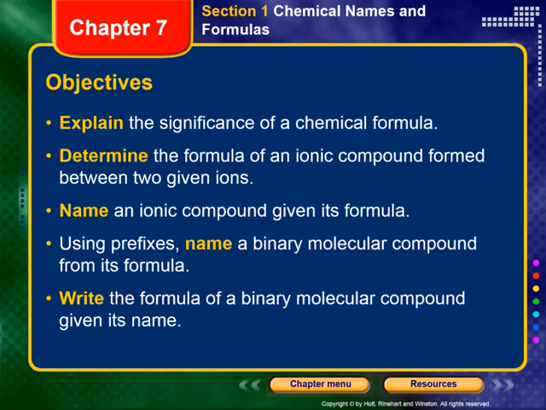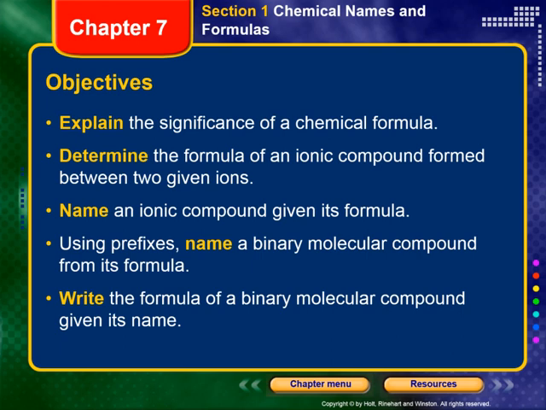So let's get started. For this section, I want you to be able to explain the significance of a chemical formula. Remember, I don't want you to just tell me that the chemical formula is significant. I want you to tell me what it signifies. Then determine the formula for an ionic compound formed between two given ions. Then name an ionic compound given its formula. Notice that you have to go from formula to name or from name to formula, depending on what you're given.